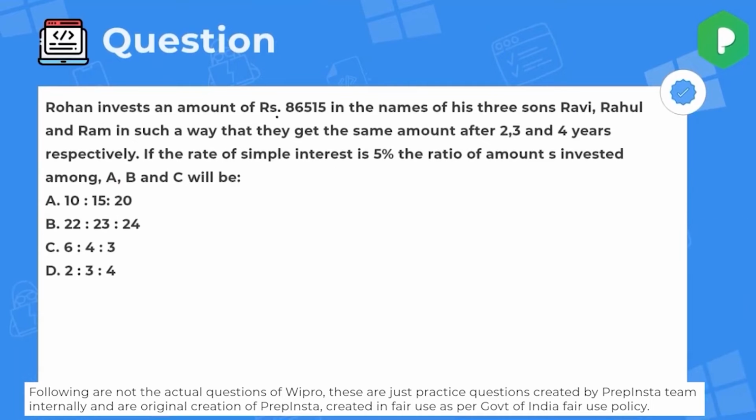Rohan invests an amount of 86,515 in the name of his 3 sons Ravi, Rahul and Ram in such a way that they will get the same amount after 2 years, 3 years, 4 years respectively. If the rate of simple interest is 5%, find the ratio of the amounts invested among A, B, C. Here it is nothing but Ravi, Rahul and Ram. Here they have printed ABC by mistake. So we have to find the investment ratios. For this problem, I am giving you 1 minute time. Your timer starts now.